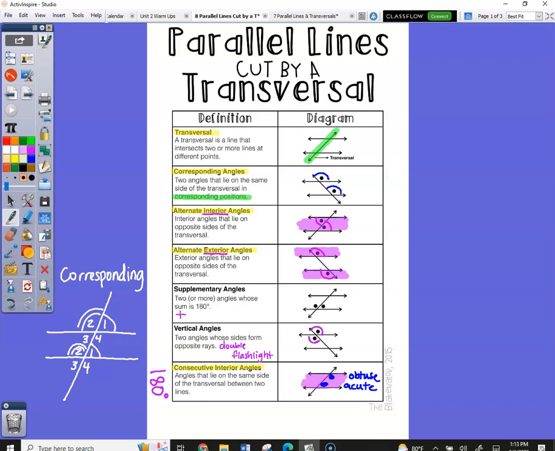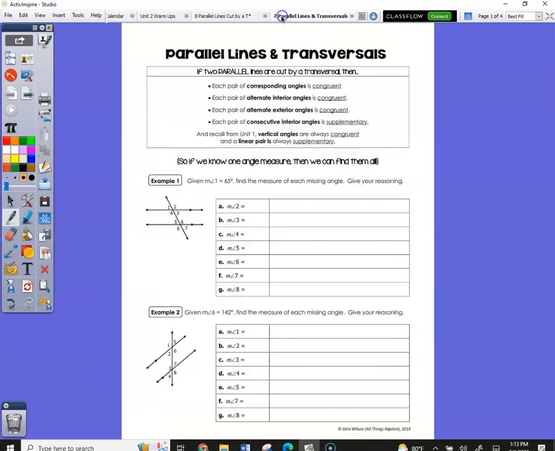Go to the sheet that you have in front of you, which is page 22. You need to put 22 on it. At the top of the paper, you will see where there are shortcuts to remind you what is equal and what's not. These are examples of finding the missing angle measures from just knowing one angle.